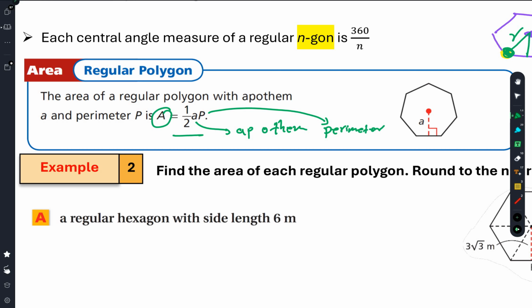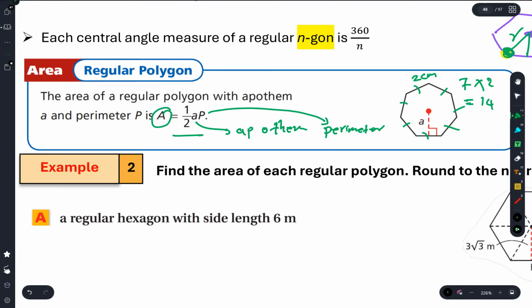What's perimeter? It is the length around the shape. This side plus this side plus this side, all the sides together make the perimeter. For example, this shape has 7 sides. Let's say each side is 2 centimeters, so 7 times 2 equals 14. So the perimeter of this shape is 14, as an example. It's not really 14, I just give it as an example to understand the concept.